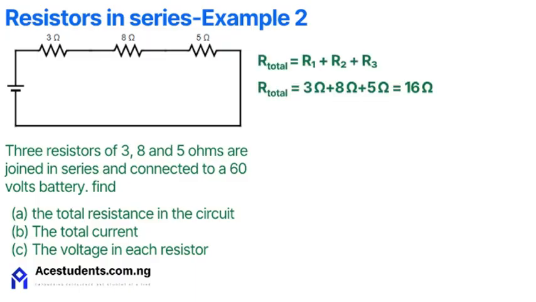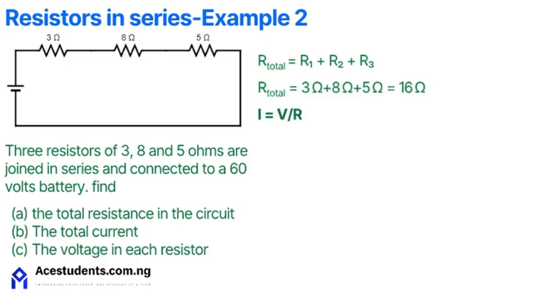In a series circuit, the total resistance is the sum of all resistors. Our total equals R1 plus R2 plus R3. That is 3 plus 8 plus 5, which equals 16 ohms. Using Ohm's law, we calculate the total current. Current I equals voltage divided by resistance. So, 60 volts divided by 16 ohms gives 3.75 amperes.